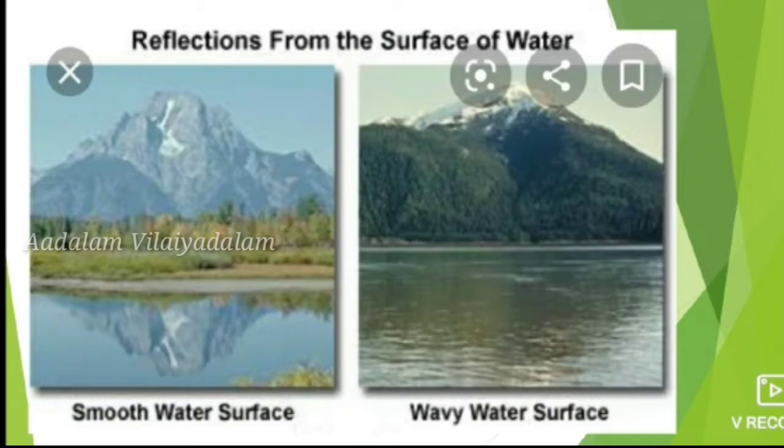In this picture, the first one represents regular reflection, because the surface of the water is smooth, so the mountain is reflected in the surface of the water. But the second one is irregular reflection. Why? Because the surface of the water is wavy, that is, irregular in shape, so the mountain is not reflected in the surface of the water. So it is irregular reflection.